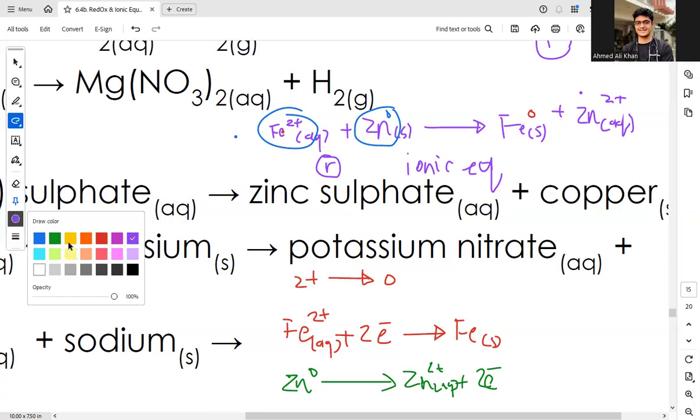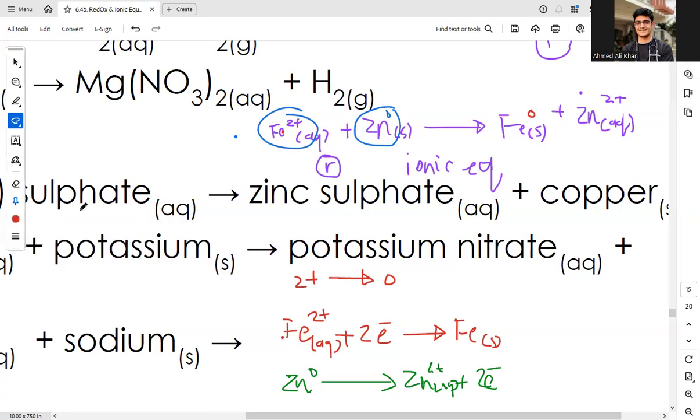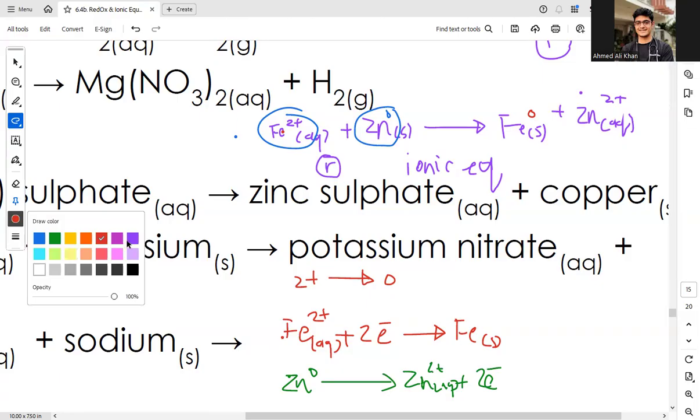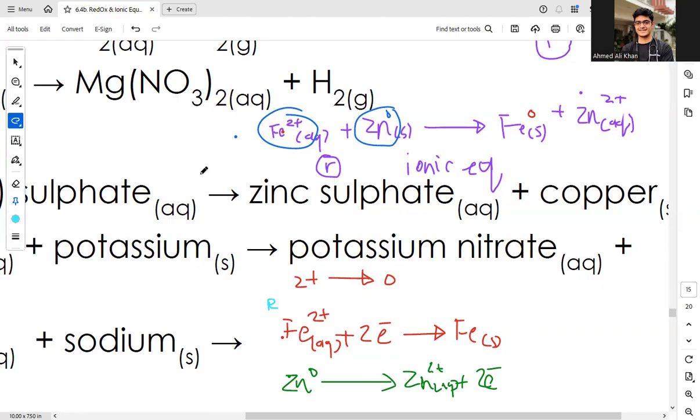So these are the half equations for zinc and iron, and that's how you form ionic equations from chemical equations, and then you form the ionic half equations from the ionic equations. So this is the reduction half. On the reduction half, you'll have electrons on the reactant side, and this is the oxidation half, in which you'll have electrons on the product side because they're being released, right? They're being lost. And basically, these 2 electrons are gained by iron. So yeah, but you have to write them separately.